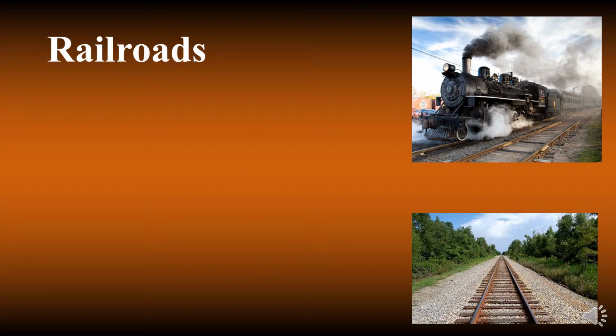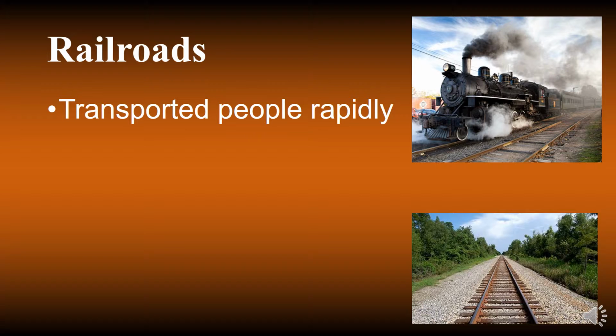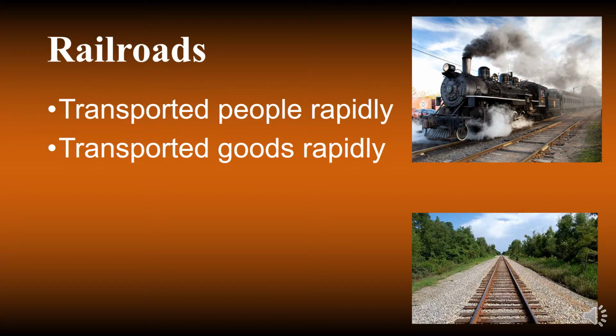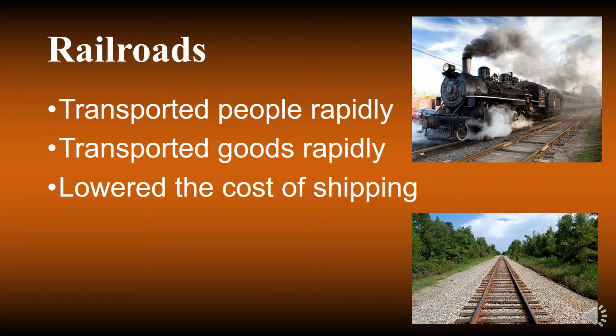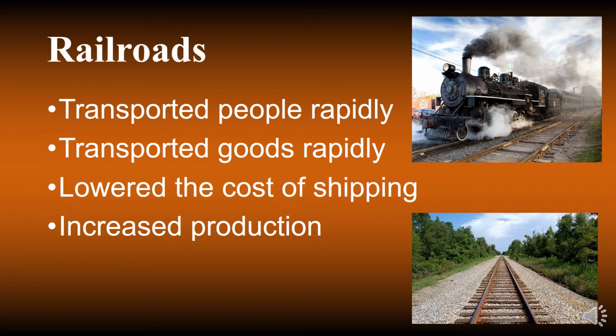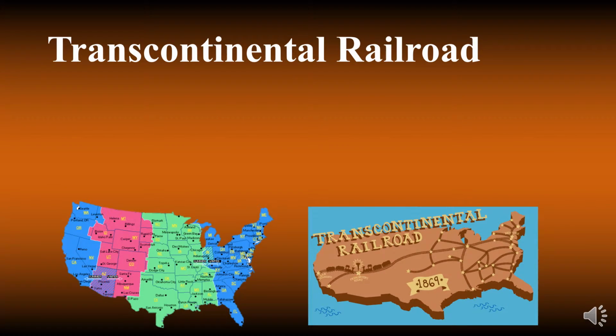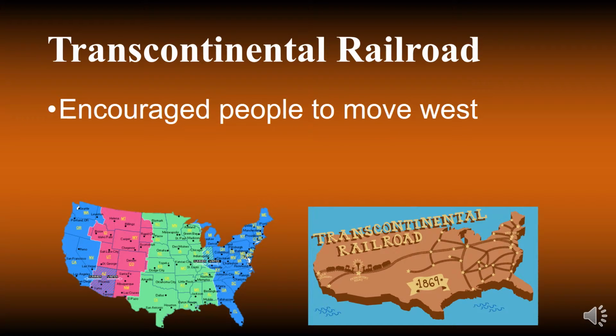Furthermore, you need to be able to transport your goods. This is where your railroads come in. Railroads transported people rapidly, they transported goods rapidly, and they lowered the cost of shipping. If you can ship something faster in higher quantities, it's going to make it cheaper for you in the end. And if you can get more stuff to factories, you can increase production. One of the most important railroads was the Transcontinental Railroad, which connected east to west in the United States. It encouraged people to move westward as well, thus settling the untamed West.